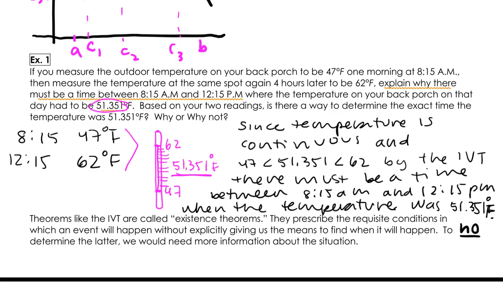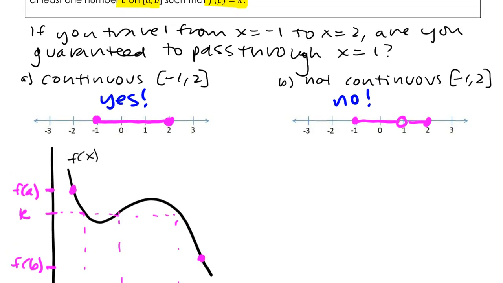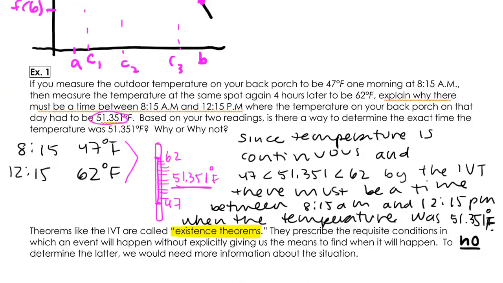Theorems like the IVT are actually called existence theorems. That's how I would describe them, because they don't tell us how to find when it happens. It just says that it will happen. Like the analogy I gave you up here, right? My only question to you was, will we hit 1? And it's just yes or no. Okay, it's not telling us when or where. Okay, let's look at a couple more.